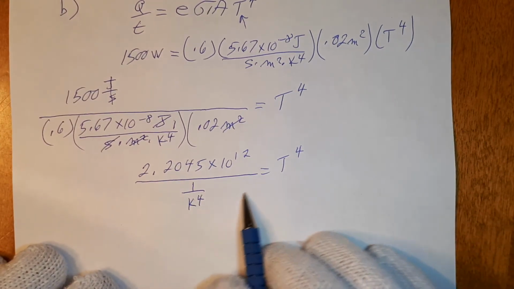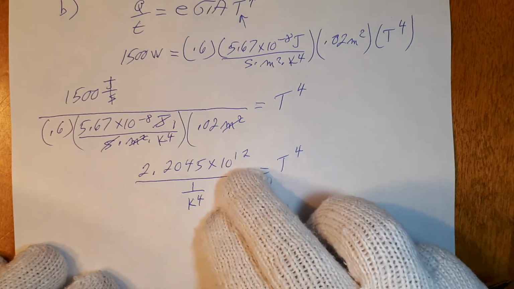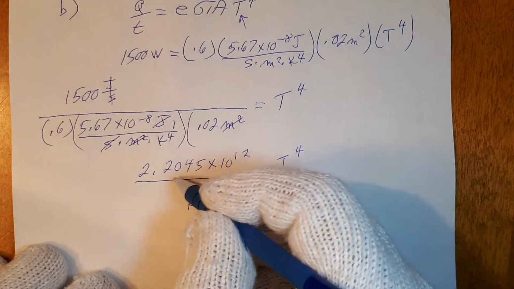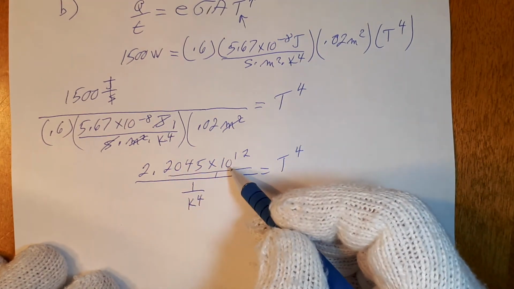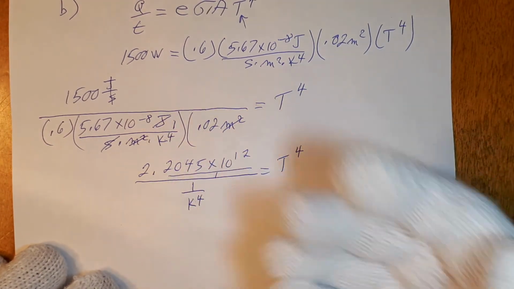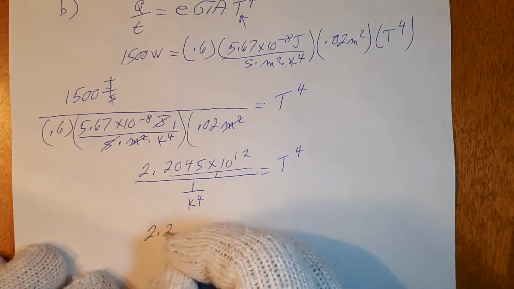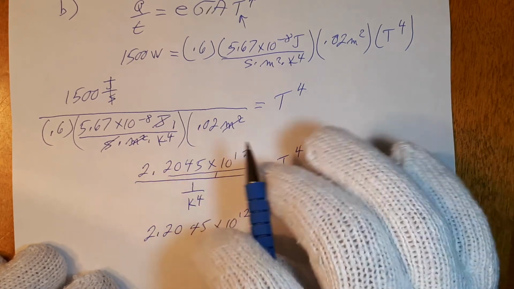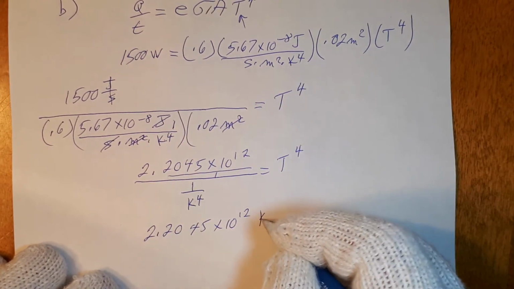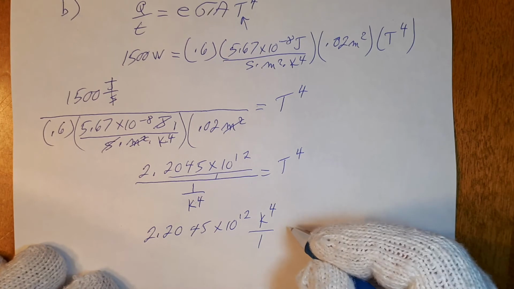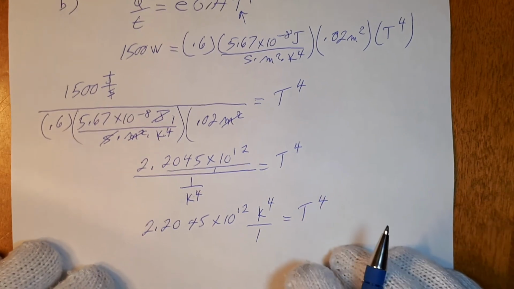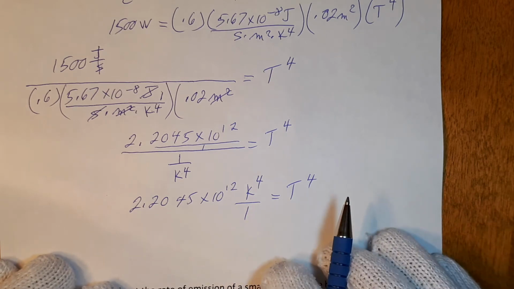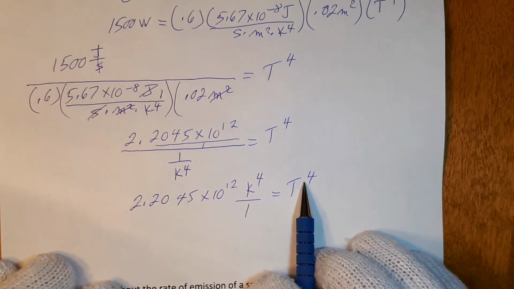To bring the unit back up to the top, you're going to invert and multiply. Just like two fractions, if this here is divided by 1, so it's a fraction divided by a fraction, invert and multiply. Doing so, 2.2045 times 10 to the power of 12. Inverting and multiplying makes this Kelvin to the power of 4 over 1 is equal to temperature to the power of 4. So we're in Kelvin. We can ignore the 1 in the denominator. Here's our answer, to the power of 4.